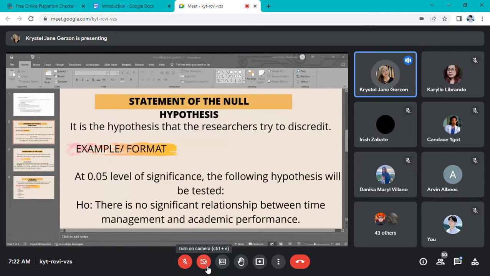I hope everything is clear with null hypothesis. Dali ra na siya, guys. And again, take note of the standard introductory statement: at 0.05 level of significance, the following hypothesis. Later on, when we talk about statistics, I will let you know what the 0.05 indicates there, what does it indicate?